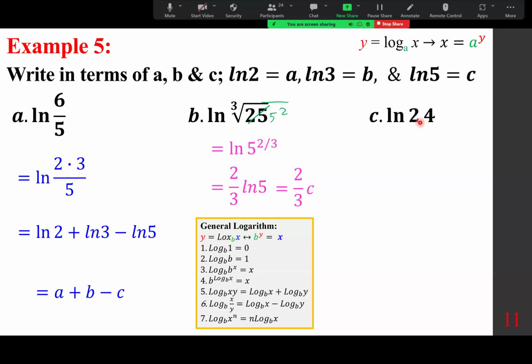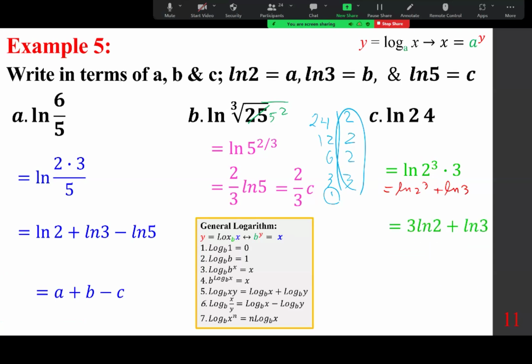Number 24, you may know it's 2 cubed times 3, or you may not. If you don't, you do the factoring. Number 24, if you divide it by 2, you get 12. 2, you get 6, 2, you get 3, 3, you get 1. And this is 2 cubed times 3. So that means ln of 2 cubed. Maybe I write that just because we want to get enough practice. So this is ln of 2 cubed plus ln of 3. So 3 ln 2 plus ln 3, right? Because 3 becomes the coefficient. Number 7, 3 ln 2 is 3a, ln 3 is b. 3a plus b is the final answer, everybody.